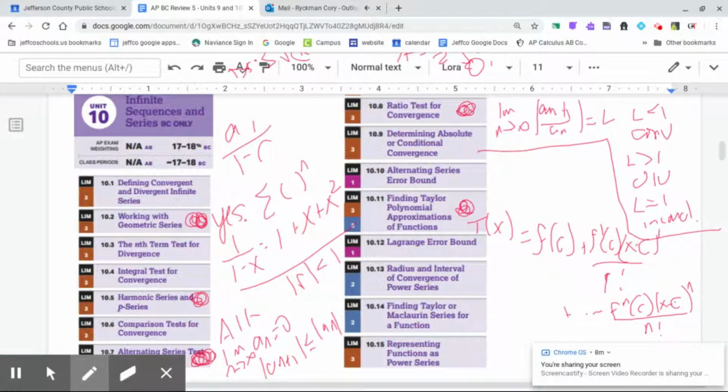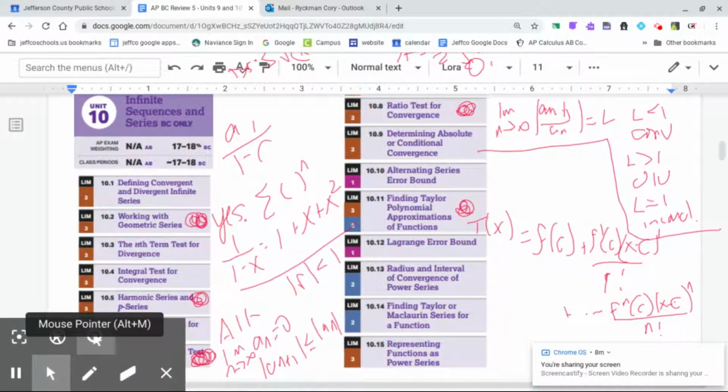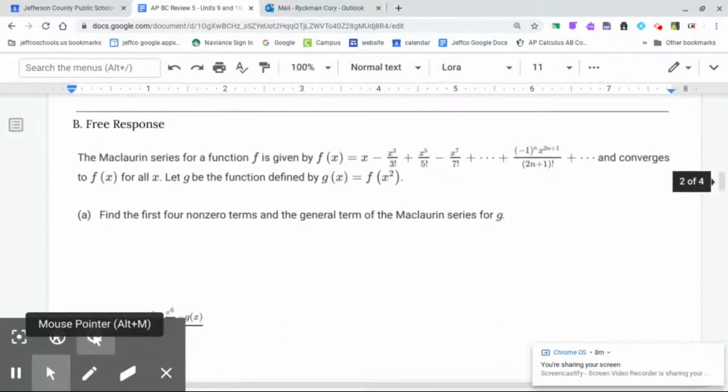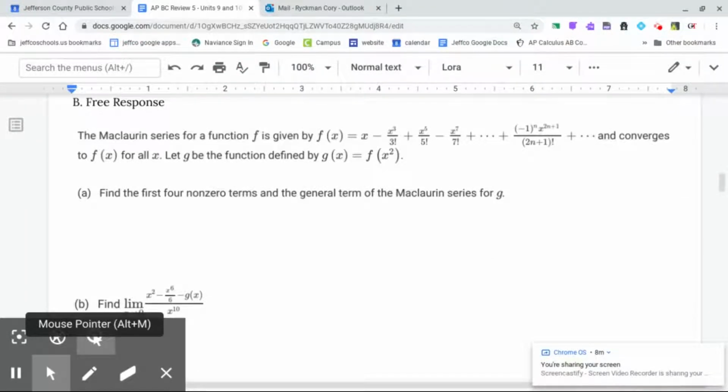Okay, so let's practice, shall we? Let's start with this series problem. Take 15 minutes to do the series problem and we'll check your work. Okay, so let's see how you did.